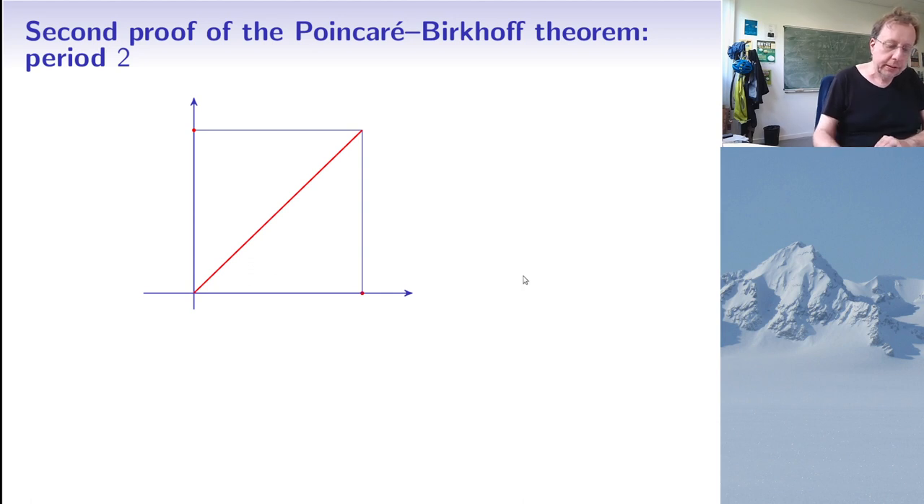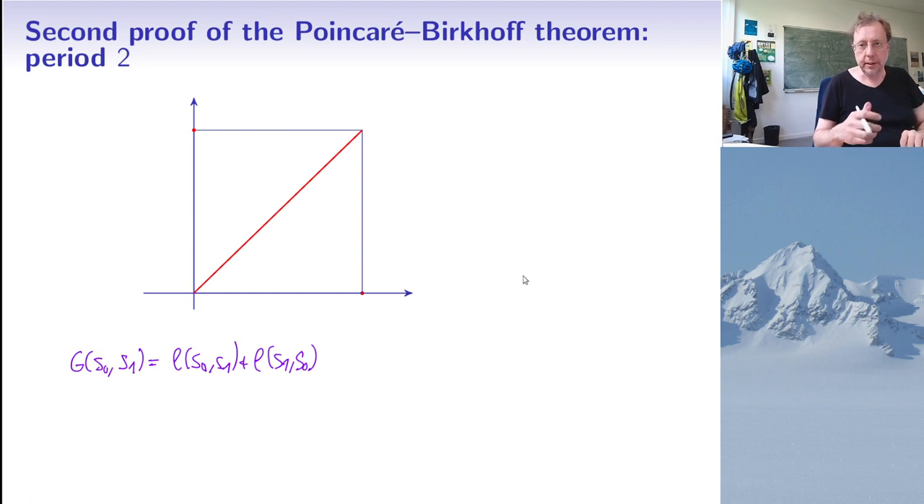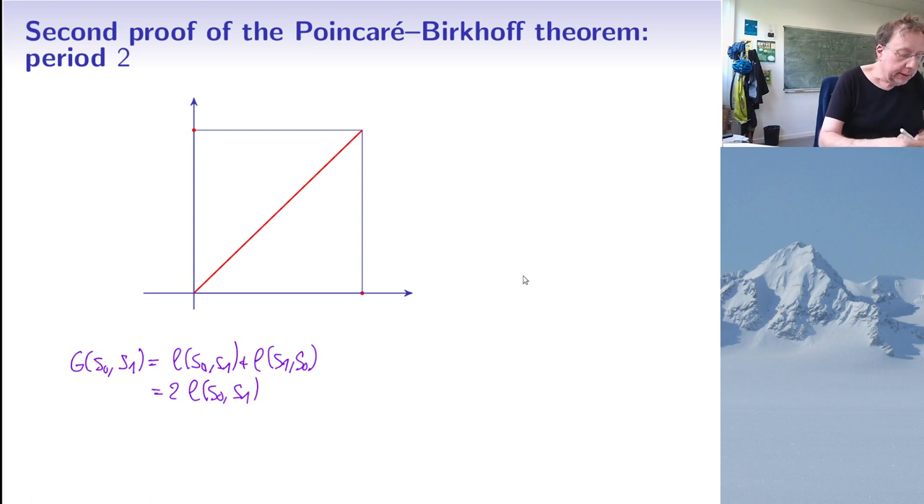So for period 2, what happens? I have my G of (S0, S1), that's L of (S0, S1) plus L of (S1, S0). But these two are equal by symmetry, so it's just twice the length of (S0, S1). Now, what do I know about this length? Well, it is a norm, it is a distance, so I know that it is non-negative, and it is equal to zero if and only if S0 and S1 are equal.